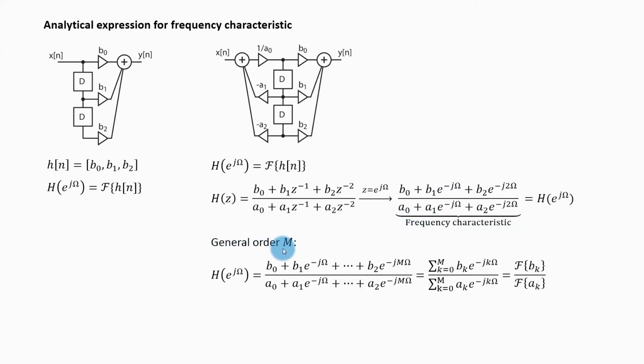If your system has order m, its frequency characteristic will look like this, which can be written like this. Now, if you examine these two sums, you should be able to identify that these are merely discrete time Fourier transform of the b and a coefficients of the system. So the frequency characteristic of your system can be written as the discrete time Fourier transform of the b coefficients divided by the discrete time Fourier transform of the a coefficients of your system. And by the way, this is being computed when you use the function freqz in MATLAB.